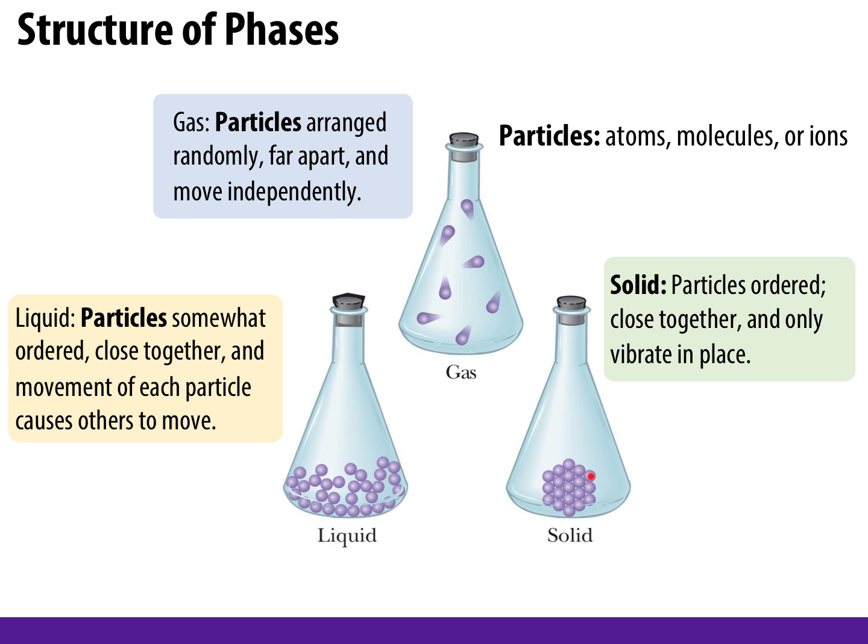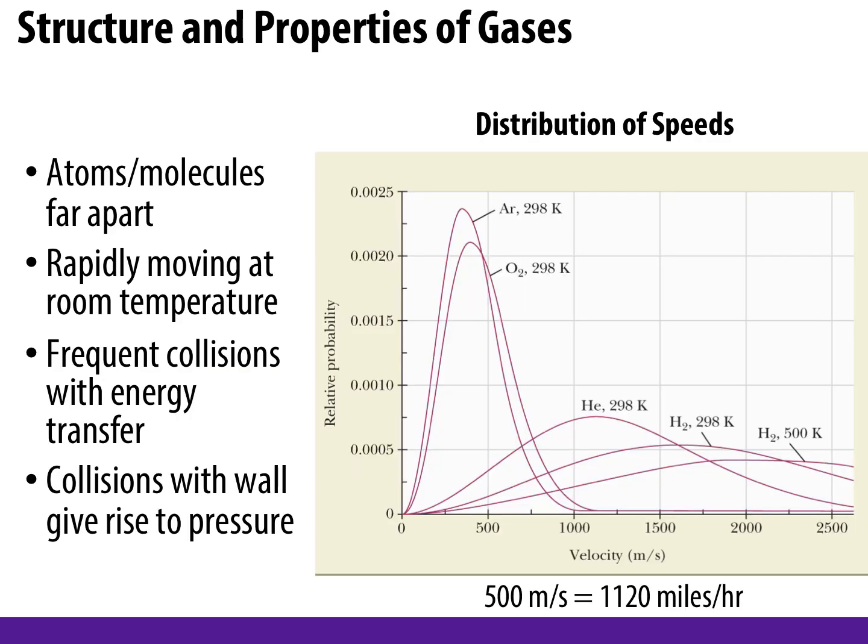So solids, the particles are close together and vibrate in place. Liquids, the particles can move past each other. And gases take up their container. They're arranged randomly far apart, and the particles are all moving independently. But yeah, we're going to focus a lot on what those particles actually are. So in gases, we have a wide range of speeds of different particles. The molecules are colliding and transferring energy very frequently.